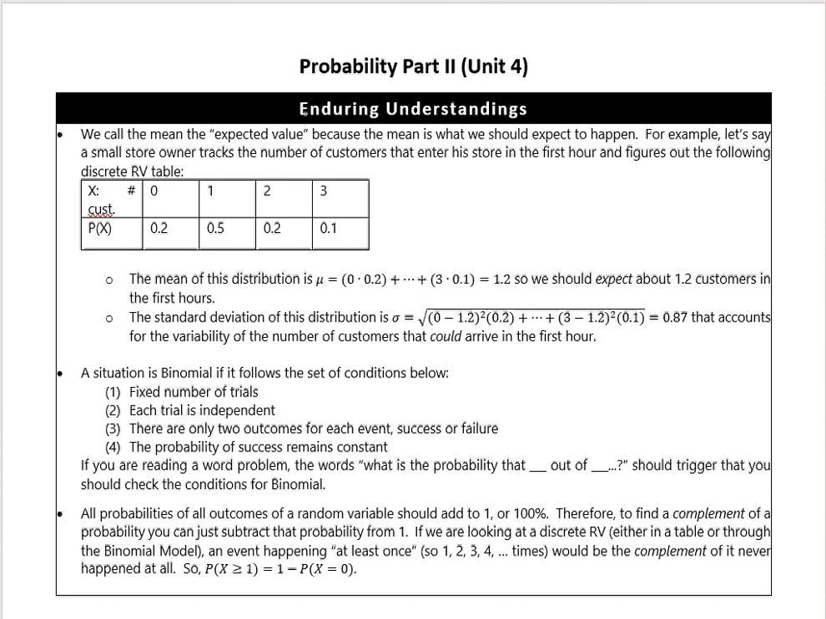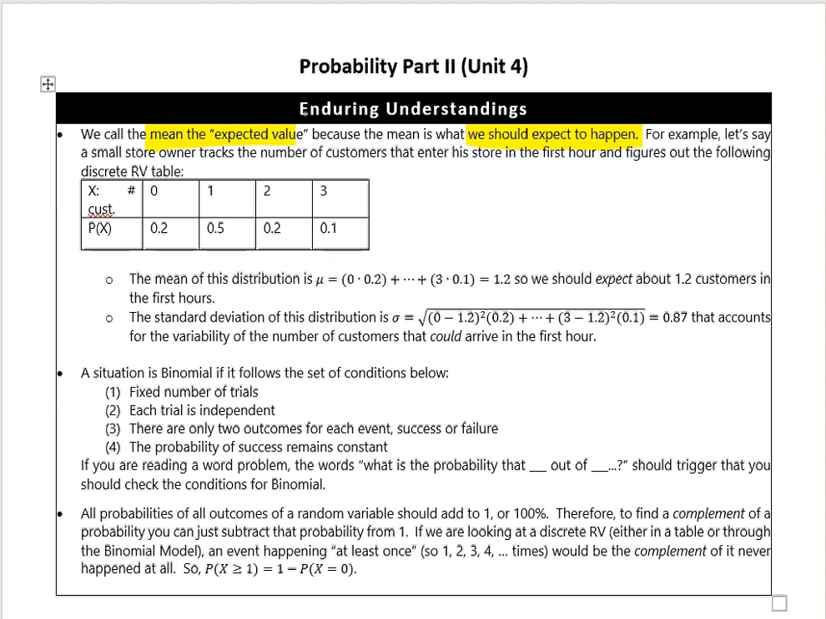All right, so this is the second day of probability notes that we've covered during our AP review. This section is primarily about discrete random variables and how to calculate things like expected value and the mean and the standard deviation. In discrete random variables, we call the mean the expected value because it's what we should expect to happen.